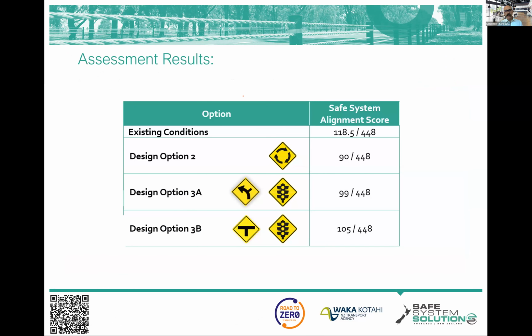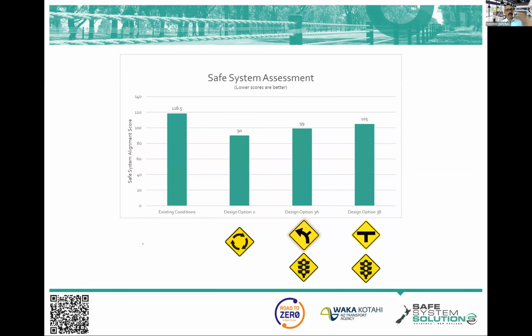Then you're able to get the total score, and you can compare. So we can see here the existing conditions was 118.5. If they build the roundabout as they've designed it, it's going to go down to 90. The modified T is 99, the conventional T 105. So the best safe system alignment overall of the designs we were given is the roundabout. You might present that in whatever way you want. Some people like to do that overall in a graph.